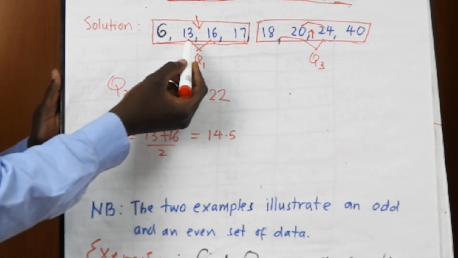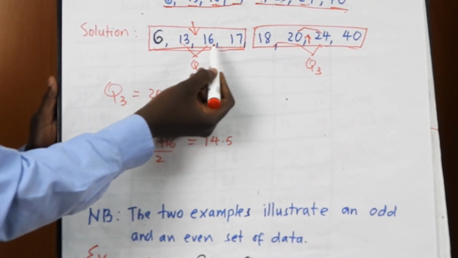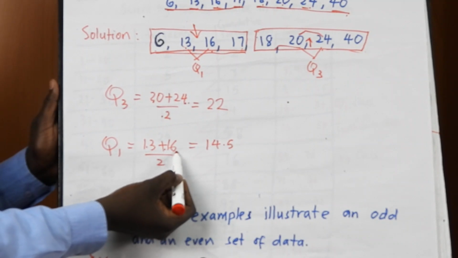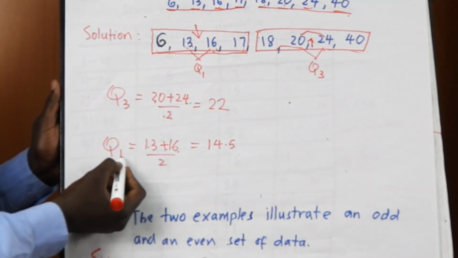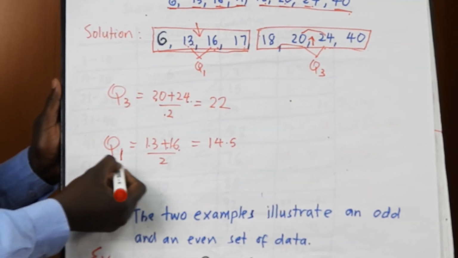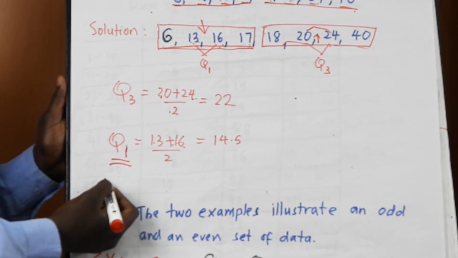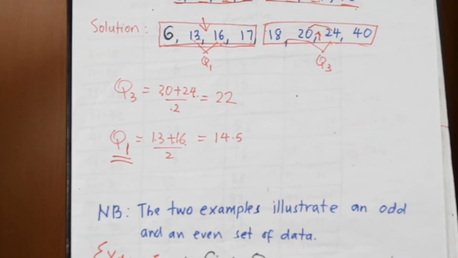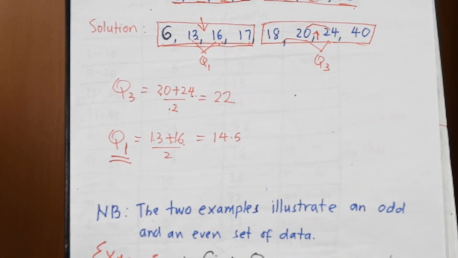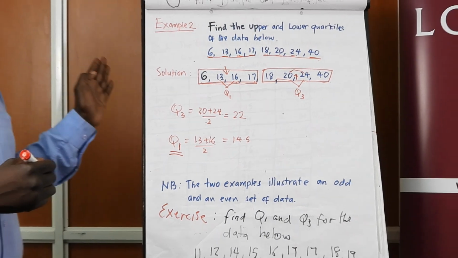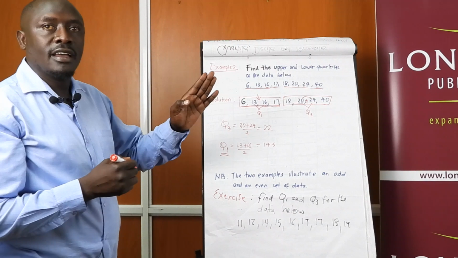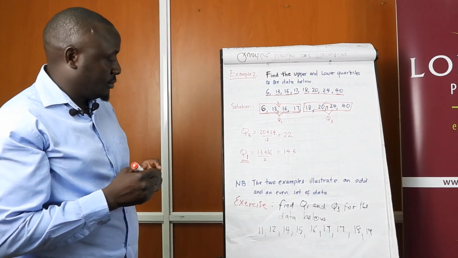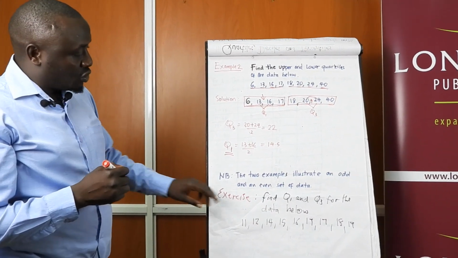So again, same drill, we are going to add 13 plus 16, 13 plus 16, and then divide by 2, and that's going to be our lower quartile, what we are calling the Q1. So these 2 examples illustrate clearly the difference between an even set of data and an odd set of data. For your exercise, you're going to try this out.